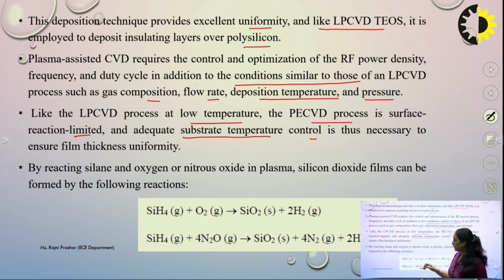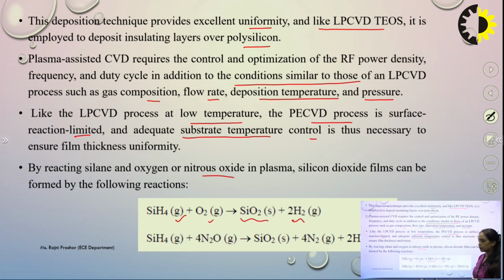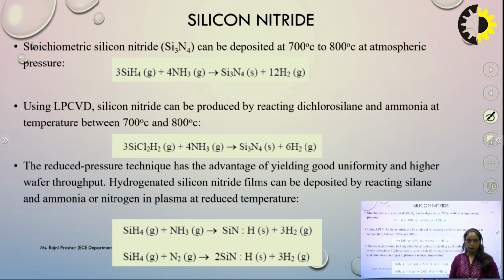By reacting silane and oxygen or nitrous oxide in plasma, a silicon dioxide film can be formed by the following reaction. When silane is reacted with oxygen, we are going to have silicon dioxide and hydrogen gas as a product. And when silane is reacted with nitrous oxide, we are going to have silicon dioxide, which will be deposited over the required material, then nitrogen gas and water molecules as residual products.